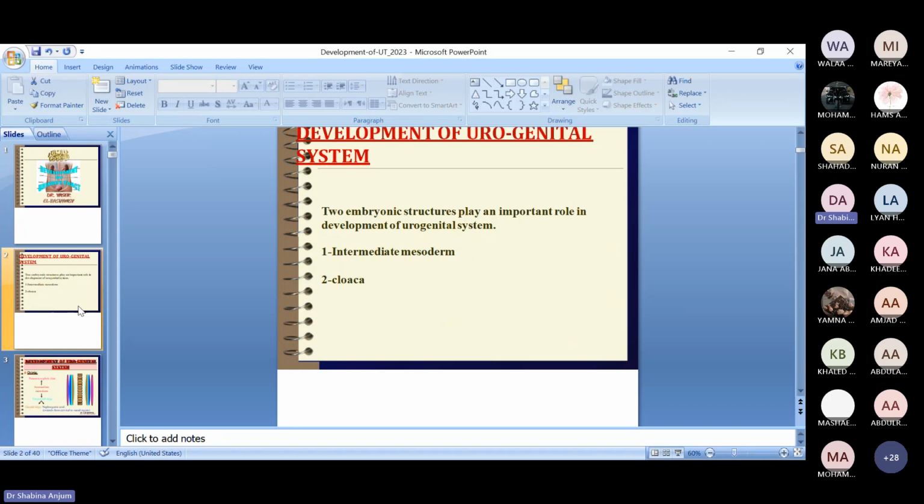The cloaca is not new for us, because we remember in GIT also, in the lower part of GIT, the cloaca will divide into the anorectal canal and it will help in formation of rectum and anal canal. And the other half of the part which we did not study at that time, that is the urogenital sinus, it will form the remaining part. So like this, we will see one by one.